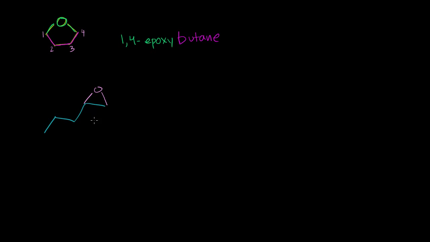Well, same exact process. We start numbering. We actually start numbering the chain closer to where the oxygen is bonded. So we start numbering at this end over here: 1, 2, 3, 4, 5. So this is pentane. And then the oxygen is bonded to the 1 and the 2 carbons. So we call this 1,2-epoxypentane.